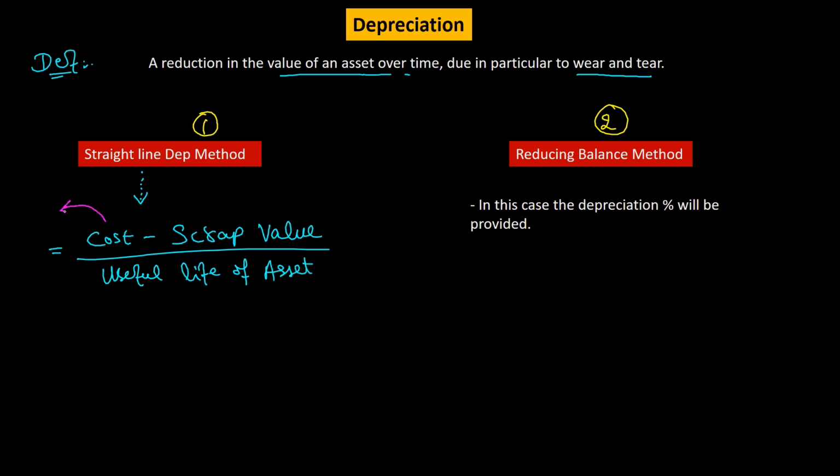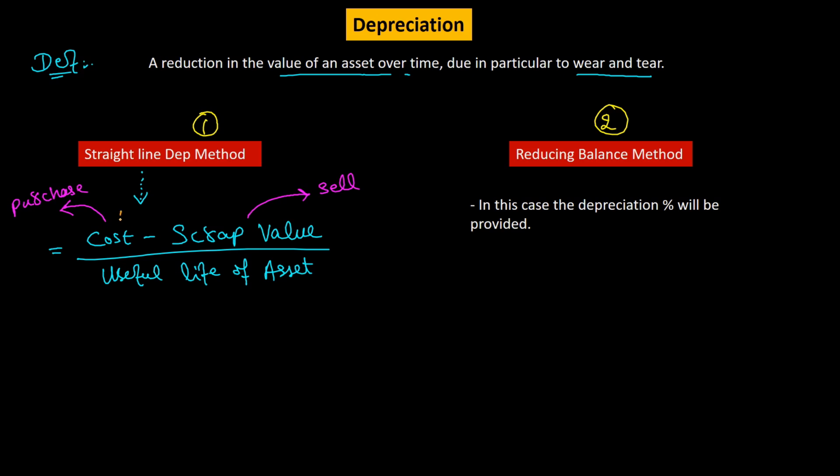Cost is the amount at which we purchase our asset, and scrap value is the amount at which we expect to sell this asset after its useful life. So here we are still expecting that after its useful life, we can sell the asset at this price. And it is also known as residual value or salvage value.